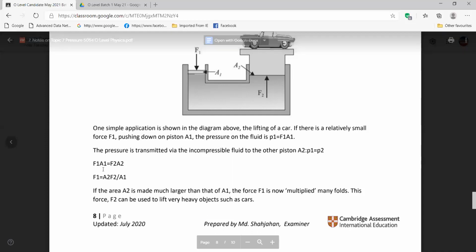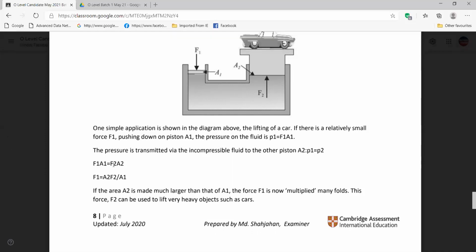The same way, here you see if your area is 10 times this area, then your F1 is coming how much? Ten times, right? It will come 10 times this way. So this way it's working. Is it clear? Sorry, I'm half clear.